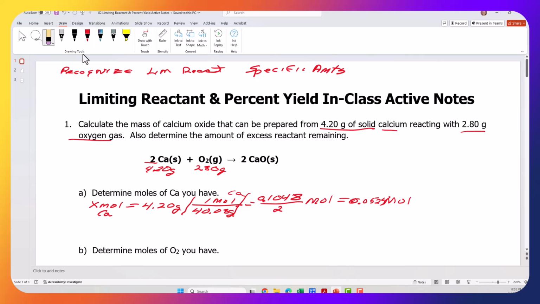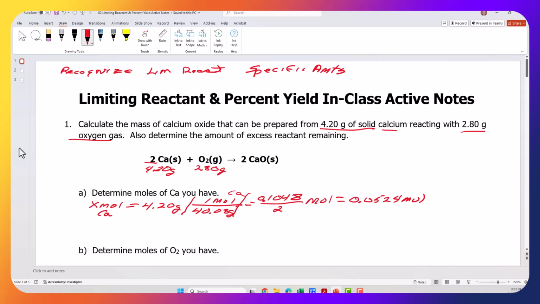Let me clean that up a little bit. What a mess. Okay, it's getting late again. Tired. So here we go. That's 0.0524. Okay, that's good for calcium.